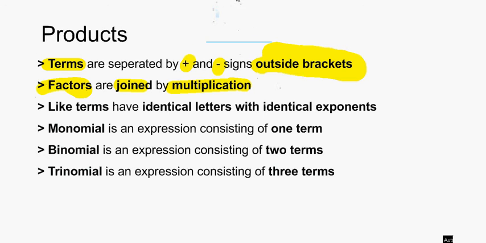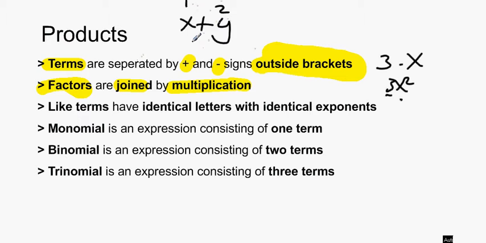Let's look at an example quickly. Let's say we had 3 times x, or normally it's known as 3x. 3 and x would be factors, and x squared in this case would be a factor. Terms are separated by plus and minus, so if we add x plus, let's say, y, there will be two terms. There will be two different things.